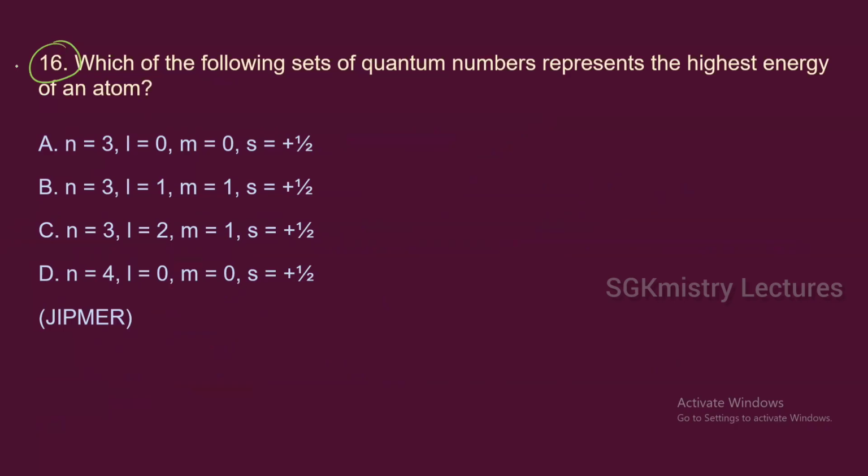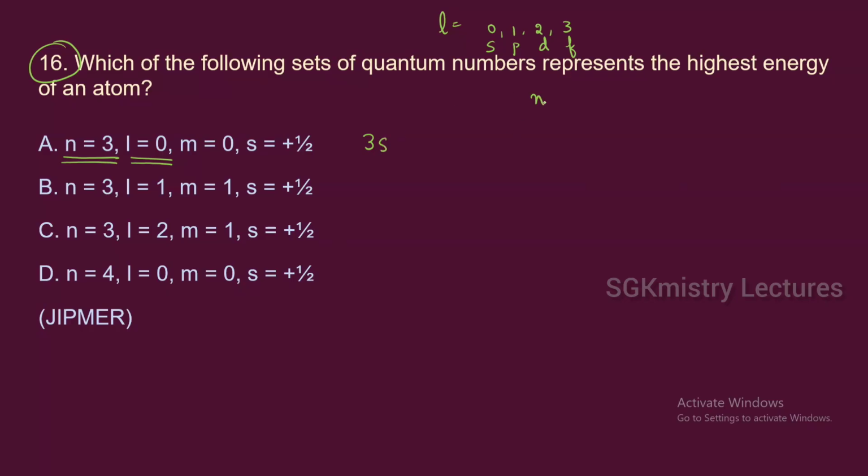Next, question number 16. Which of the following sets of quantum numbers represents the highest energy of an atom? So first one, let us see, n is equal to 3. Now we have L is equal to 0. So n is equal to 3, that means we have to write 3. Now L is equal to 0. So we have here 0, 1, 2, 3. This is for L. So for 0, it is S, P, D, F, and so on. Right. So now L is equal to 0. It shows that we are talking about 3S.